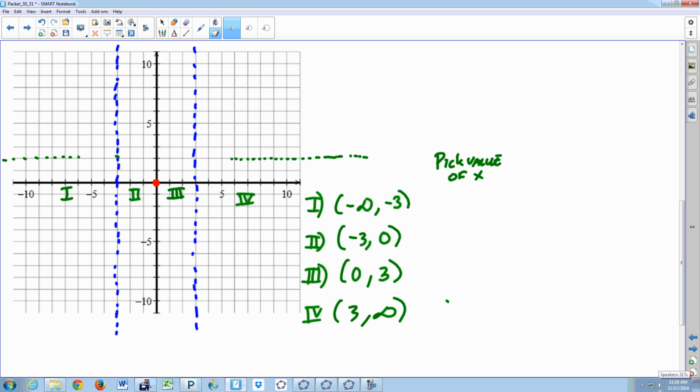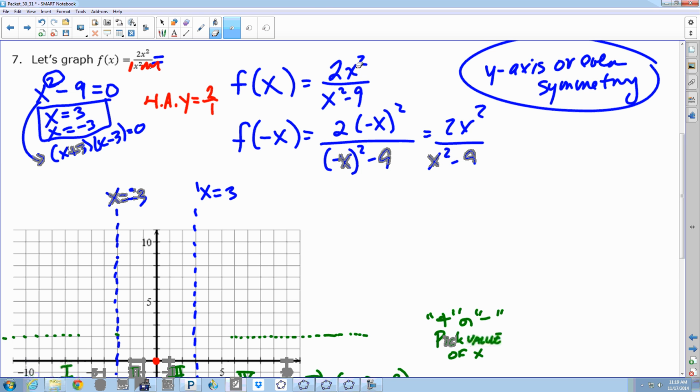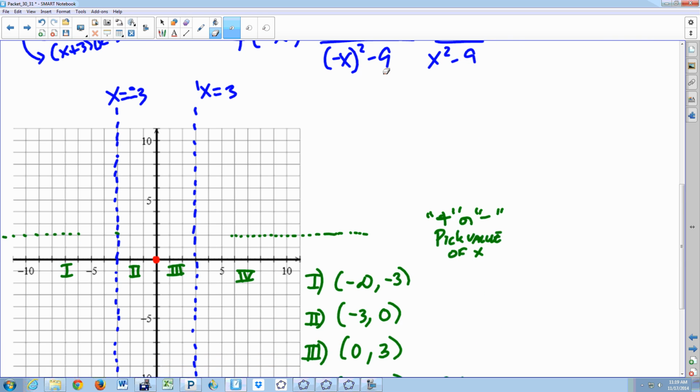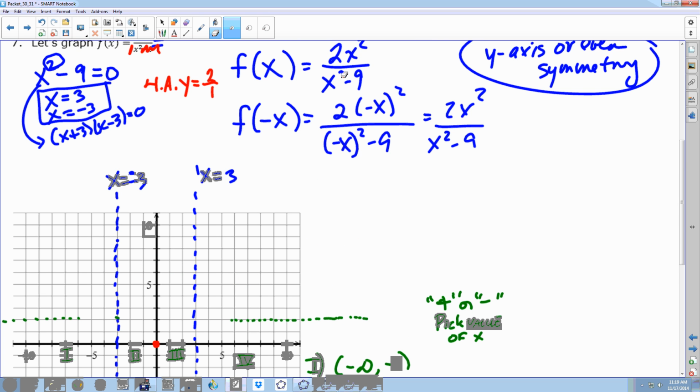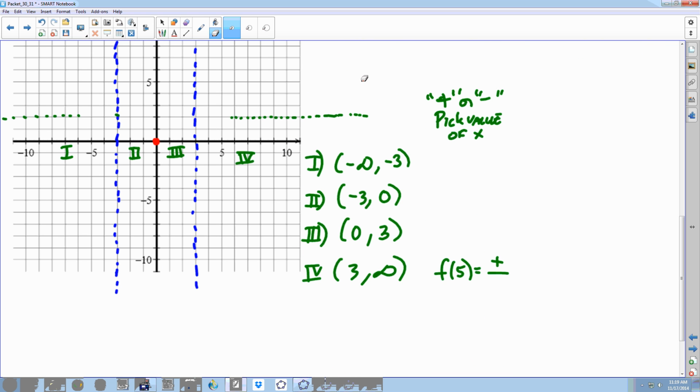5. Okay, so let's determine f of 5. All I'm determining is whether it's positive or negative, the value of my function. So I put a 5 into my function. Let's take a look at what my function was again. I put a 5 into the numerator. Am I positive or negative if I square 5 and double it? Positive, okay? What about my denominator? I square 5 and I subtract 9 from it. Positive. So I got a positive divided by a positive. That makes me pretty darn positive.